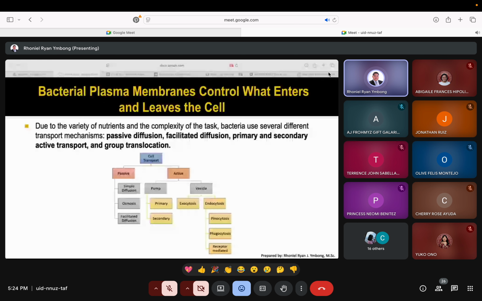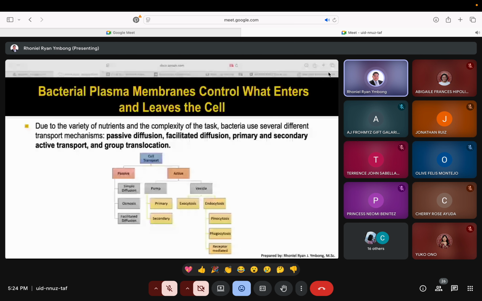When you say exocytosis, there is a movement of materials from the inside of the cell going out, such as waste materials. When you have endocytosis, endo meaning in, the movement of material is from the outside going in. And in endocytosis, you can have pinocytosis, phagocytosis, and receptor-mediated endocytosis.